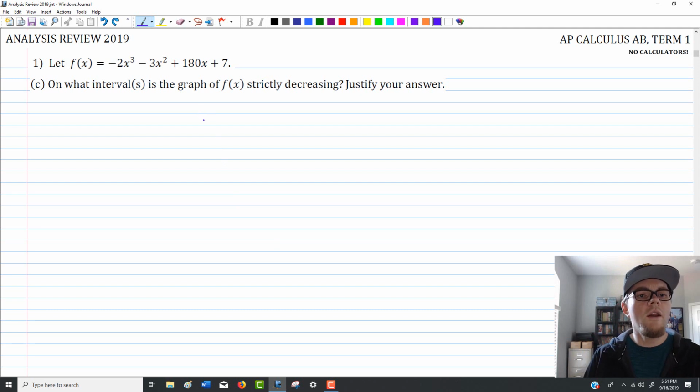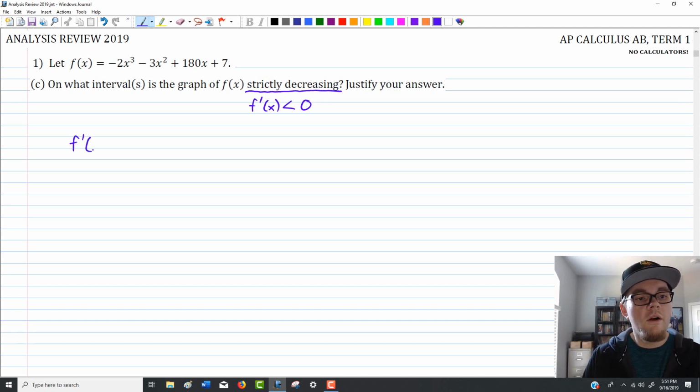Okay, third question. On what interval is the graph of f of x strictly decreasing? And we're supposed to justify our answer. So if you recall, strictly decreasing is one of the two decreasing definitions. In this case, strictly means that we want less than 0 for f prime, meaning we want our slope to be non-zero and negative, not just non-positive. So in this case, we're looking for where f prime of x is less than 0.